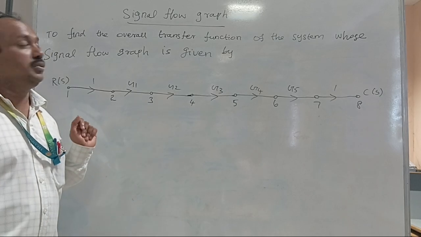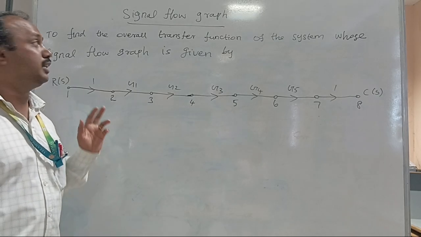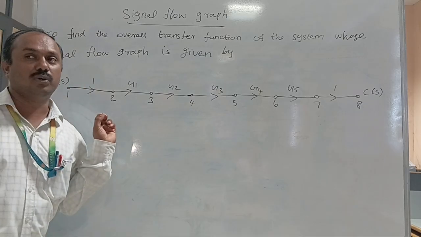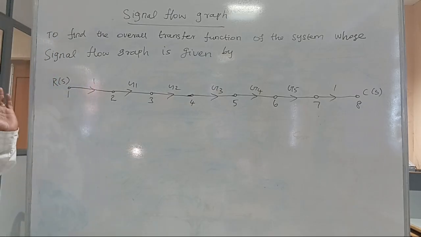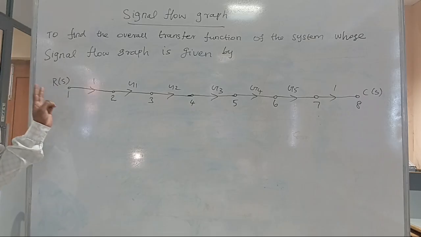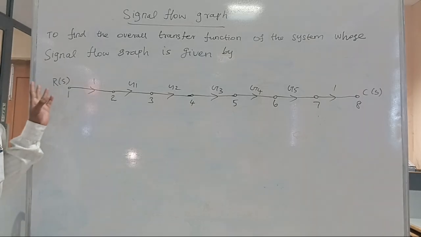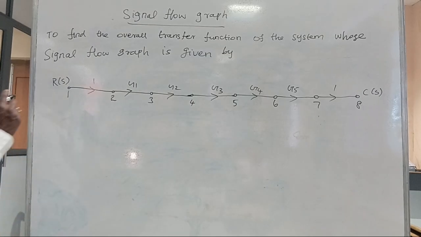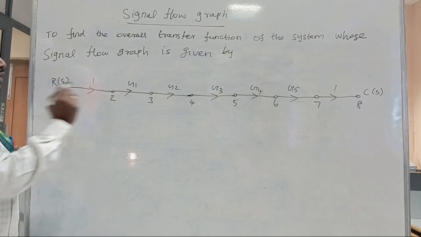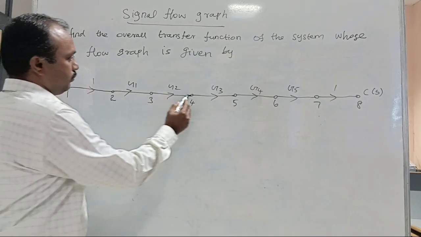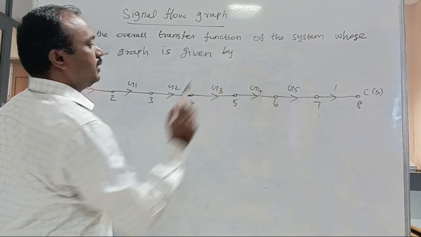Good morning to all. Today I am going to take signal flow graph, using it to find the overall transfer function of the system. Here one problem is given to find the overall transfer function of the system by using signal flow graph. Here 8 nodes are there, represented as 1, 2, 3, 4, 5, 6, 7, 8.